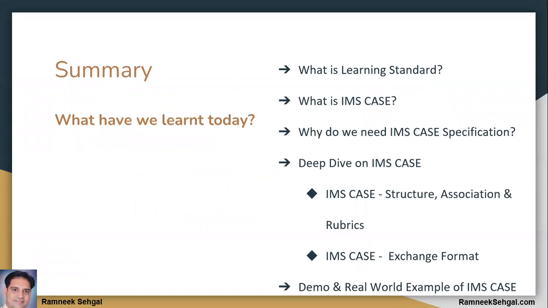Okay, so let's summarize. Today we have learned what a learning standard is, what the IMS CASE specification is, why we need the CASE specification, and then we also saw the structure, association, and rubric, and we also saw how we can exchange this information from one machine to another machine, and we saw a real world example of IMS CASE in action. Okay, that's it.